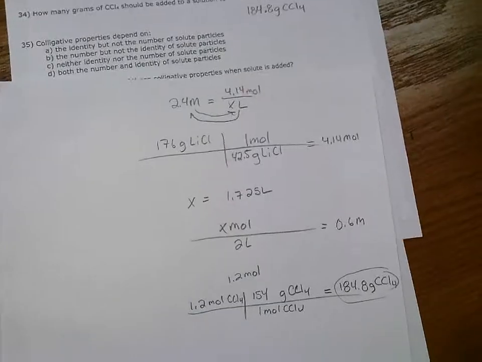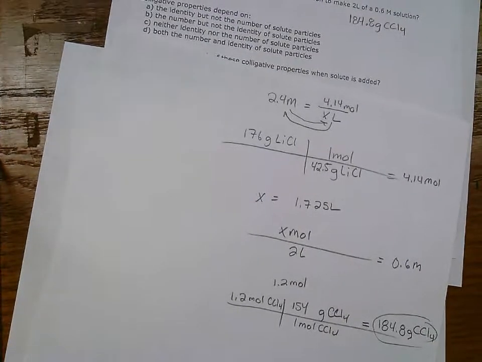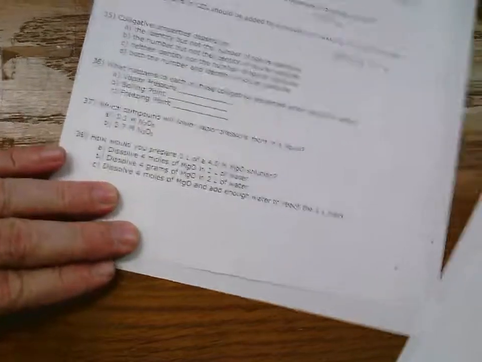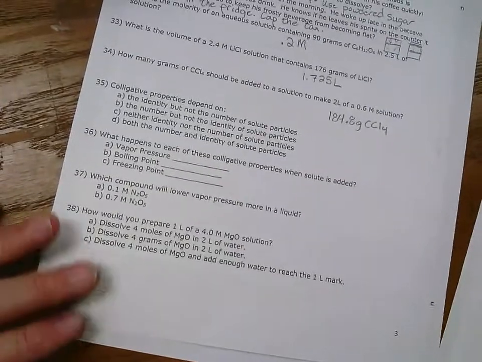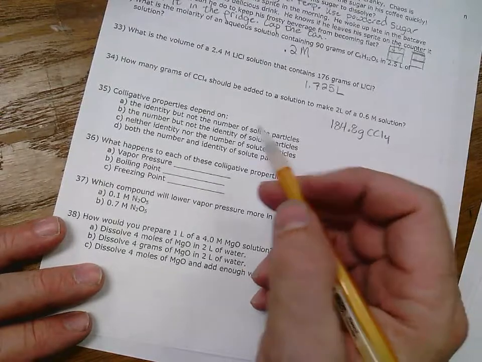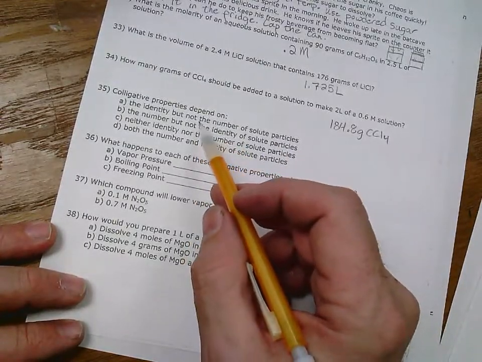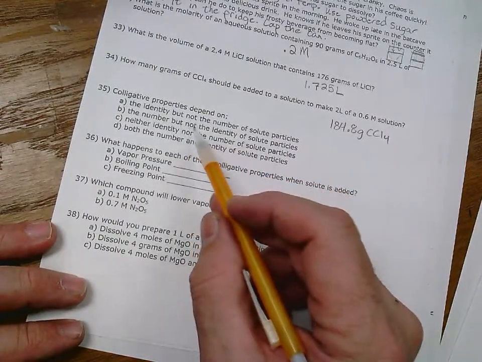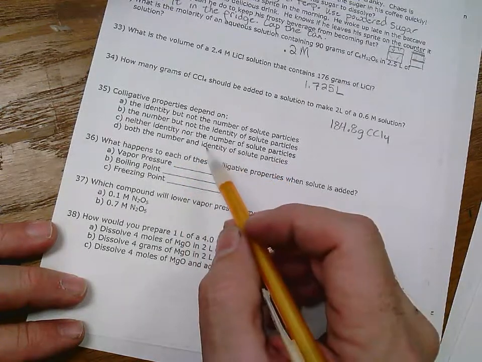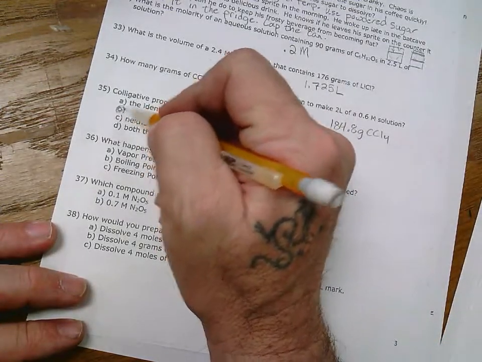Oh, okay. So let's get rid of my scratch sheets. Let's see if we need any of this anymore. I think we might be in the home stretch. Okay, colligative properties depend on the identity but not the number. Nope, the number but not the identity. Yep, that's it. B. It's the number, not the identity.